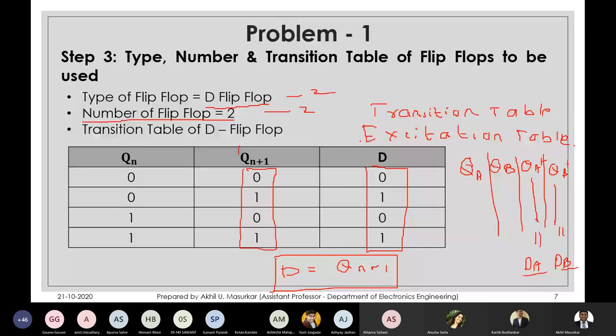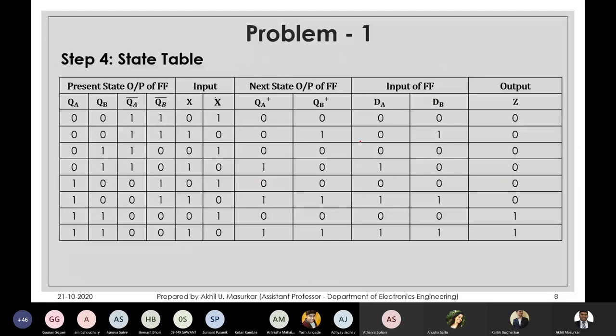Now, this is going to be the state table. You can see from here that the four states can be 00, 01, 10, and 11. And QA bar and QB bar, I have just written for formality. So these are the present states 00, 01, 10, and 11. Typically this is S0, S1, S2, and so on, just to identify.